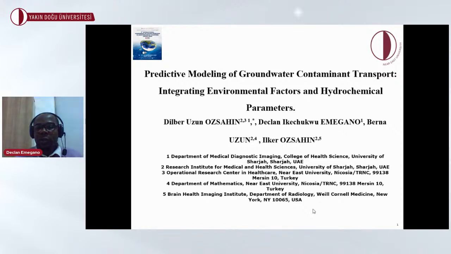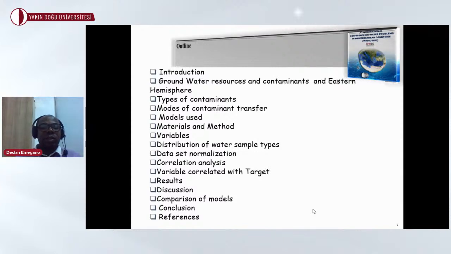Good evening, everyone. I'm talking about predictive modeling of groundwater contaminant transport, integrating environmental factors and the hydrochemical parameters. My name is Declan Emigano. On behalf of our research center, I'm here to represent, as you can see from the slide, the members of the research center that contributed to this paper. So these are my outlines.